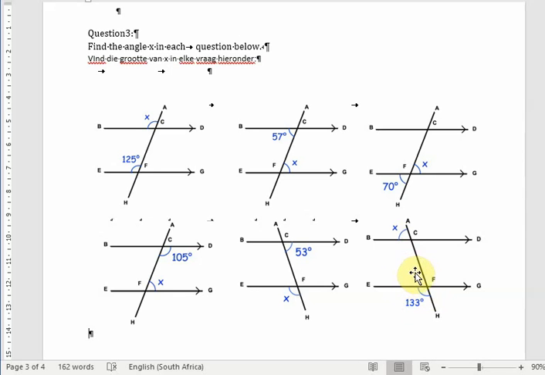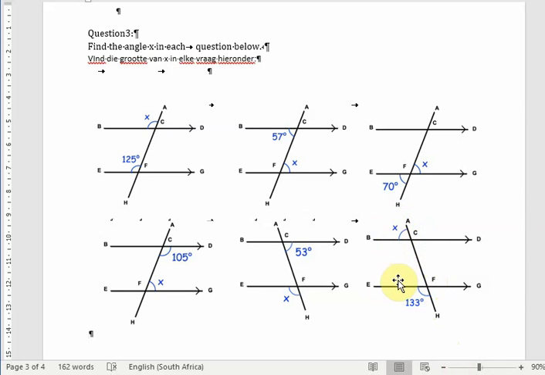Now, this 47 degrees and that x, they are corresponding because there's an F. Sien jy daai F? So daai twee hoeke is nou ooreenkomstige hoeke en ooreenkomstige hoeke is gelyk. So if this one is 47, that one is also 47 because corresponding angles are equal. So then x is 47.